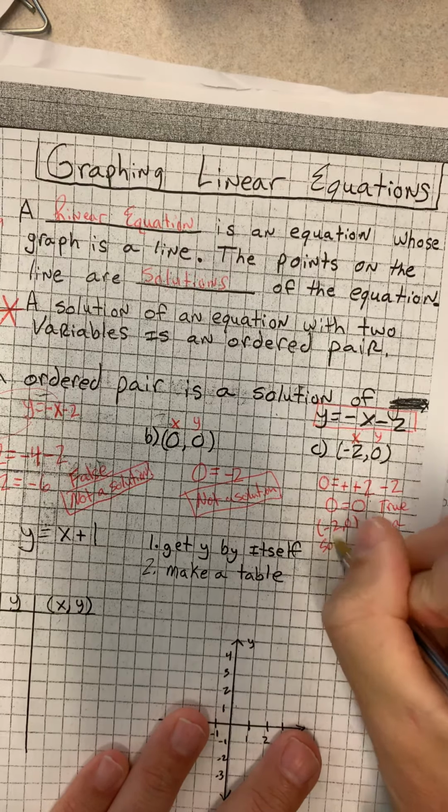The ordered pair -2, 0 lies on this line. And it lies on this line because when I substitute X in for X and Y in for Y, and I do the math, I get a true statement. When I get that true statement, I know that that ordered pair is a solution and it lies on the line.